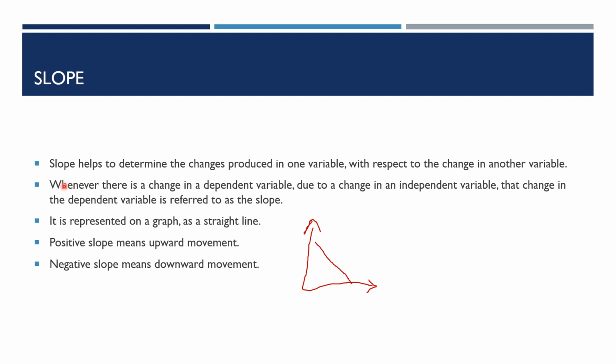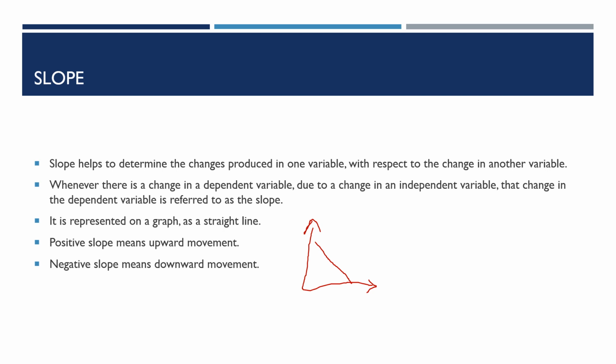So now what is slope? It is something that's represented on a graph as a straight line. Slope can be positive or it can be negative. Slope helps to determine the changes produced in one variable with respect to the change in another variable. That means whenever there's a change in the independent variable, some change occurs in the dependent variable. That change that is happening in the dependent variable is referred to as the slope.